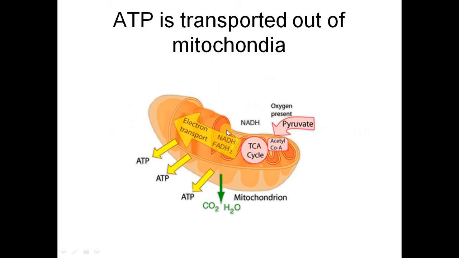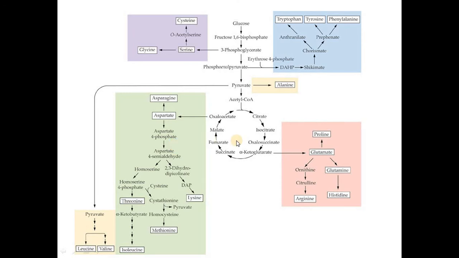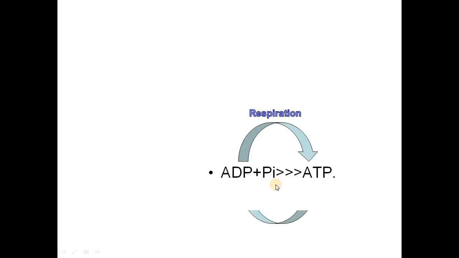So what you see in the process of respiration, we have glycolysis happening in the cytoplasm, pyruvate that goes into the Krebs cycle. Then you're going to have the electron transport chain, and then you will see carbon dioxide, water, and of course a lot of ATP, which is being transported out of the mitochondria. In the Krebs cycle, many of those amino acids are used to make some other amino acids, which are then, of course, used to make protein.